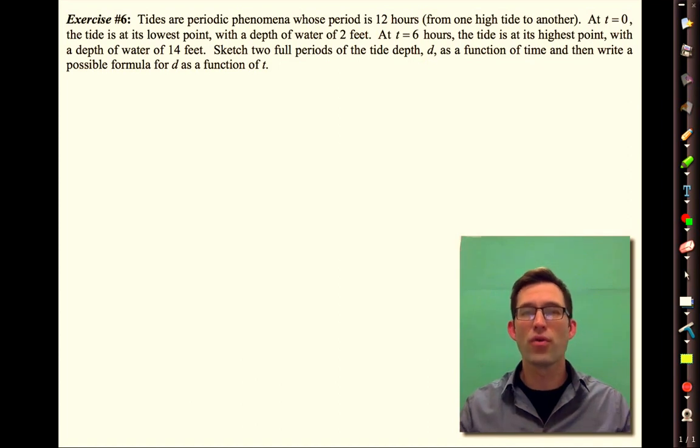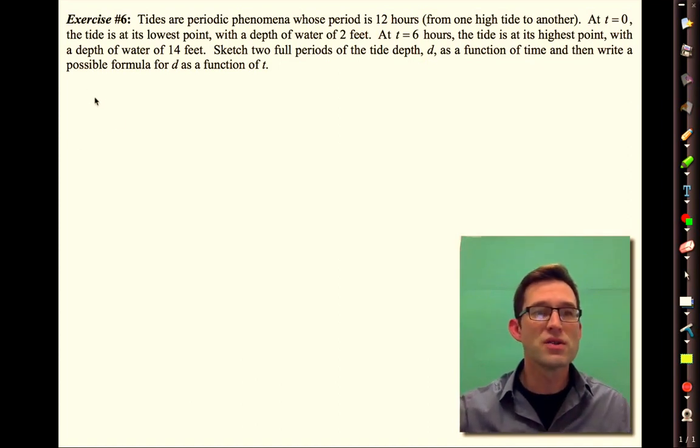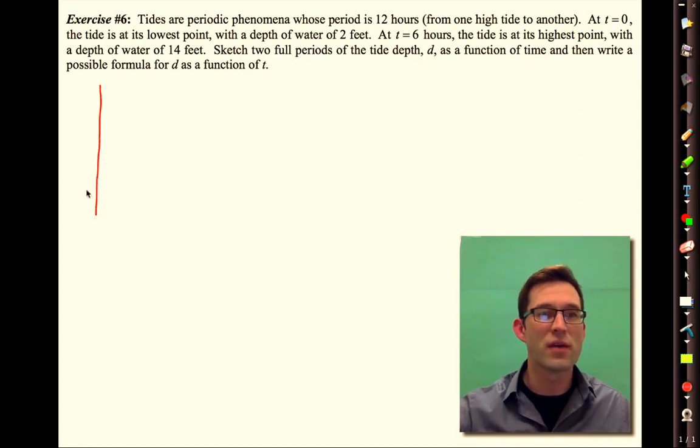Okay, let's go through it. First, let's do the sketch. Sketches are really critical. Even if I wasn't asked for a sketch on this, I would still do one to get a feeling for what's going on. I think we'll just stay in red.